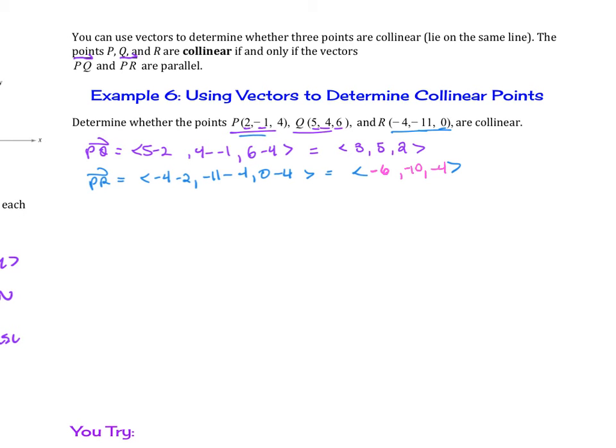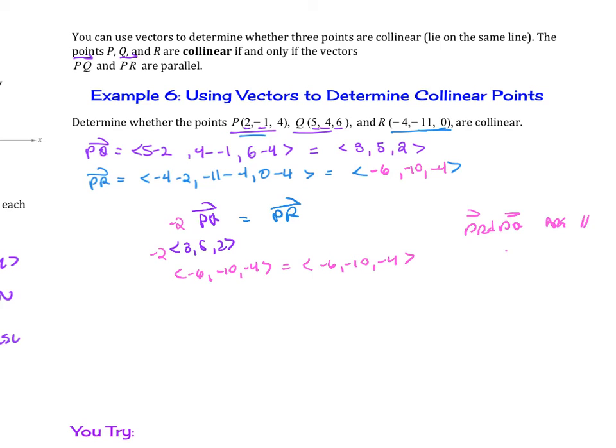So if I'm taking a look at PQ versus PR, if I multiplied PQ by a negative 2, I think that's going to work. So negative 2 times <3, 5, 2>, we would get <-6, -10, -4>, which is the same thing as PR. So therefore, they are the same. Therefore, PR and PQ are parallel. Therefore, P, Q, and R are collinear.